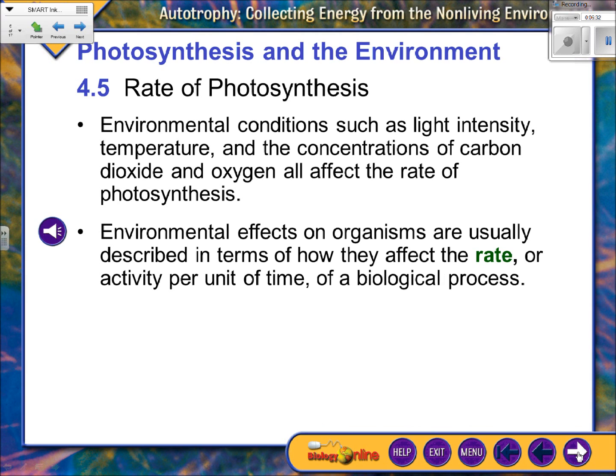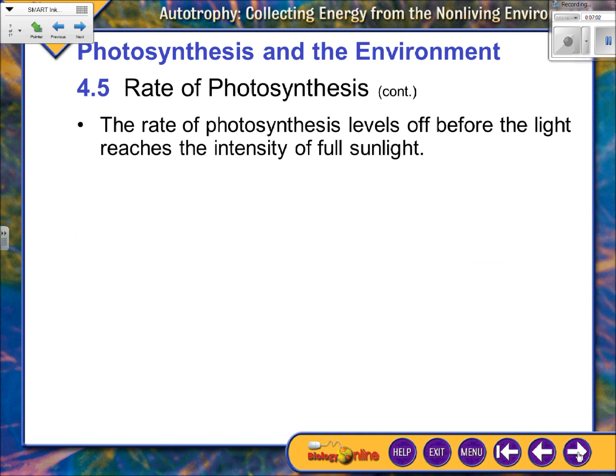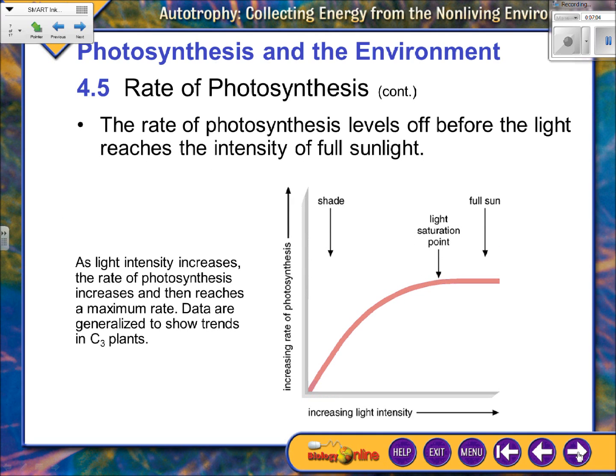Now, rate of photosynthesis, I'm going to handle here. And again, we're getting to a little bit of enrichment. There's not much to remember with this one. But rate, right, it says environmental effects on organisms are usually described in terms of how they affect the rate, or the activity per unit of time. So we're talking about photosynthesis here. How well is photosynthesis working? And I'll show you a couple graphs. So here, for example, the environmental factor we're testing is what?